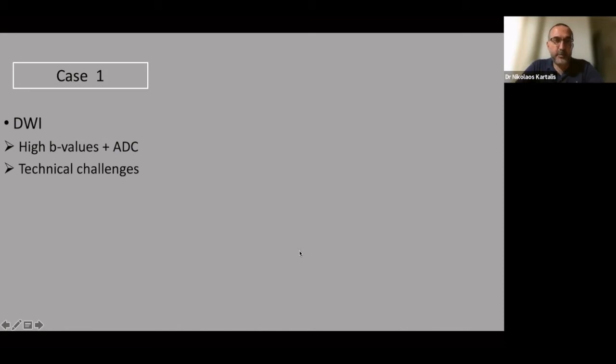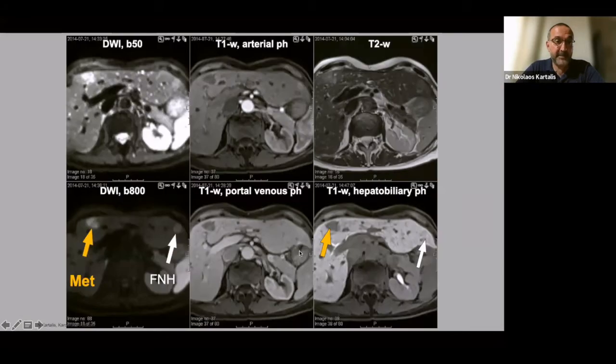So this case was not hemangioma. This case was a metastasis, and we know that because we did a follow-up at 3 months, and the lesion doubled its size, and then the surgeons removed it, and it was shown to be a colorectal cancer metastasis.